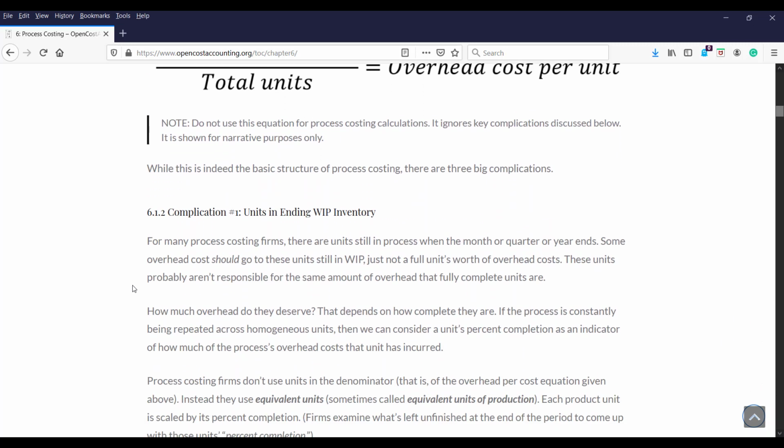So the first complication is we have units in ending work in process inventory. If there are some units that aren't the same as others, it's units that aren't done all the way. So in many process costing systems, we have to account for these. Sometimes they don't. Sometimes the process costing system says, we don't have enough inventory in ending WIP, typically, WIP meaning work in process, and so we can just ignore these or assume they're completely finished and not make any special exception for them.